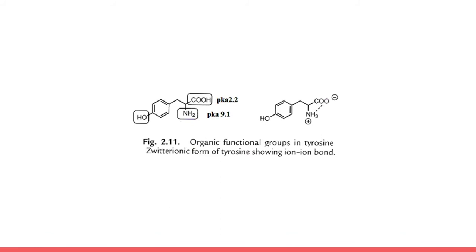As you can look at tyrosine, it is in zwitterionic form here, meaning that it is at the pH where both of its groups have been ionized. We can look at the NH2 of pKa 9.1 and the carboxylic group, which is also ionized.